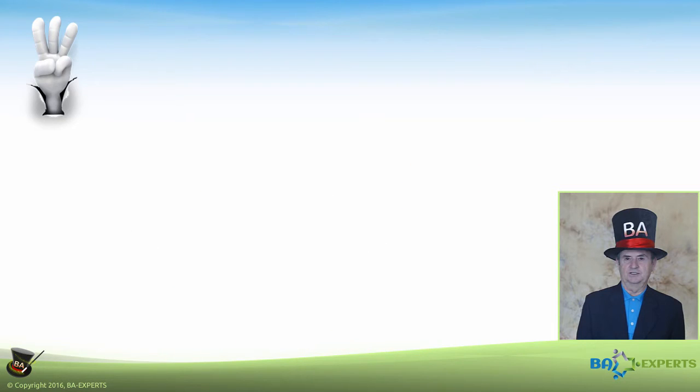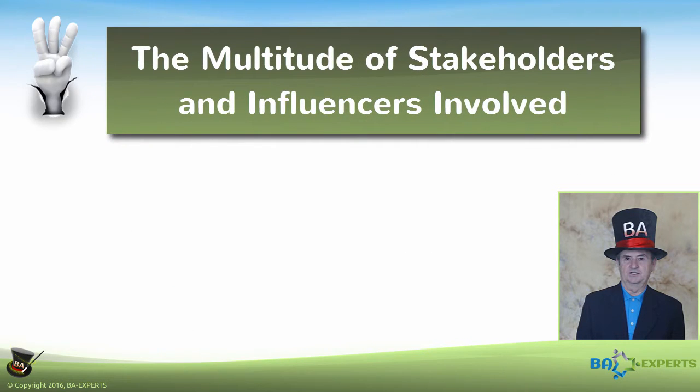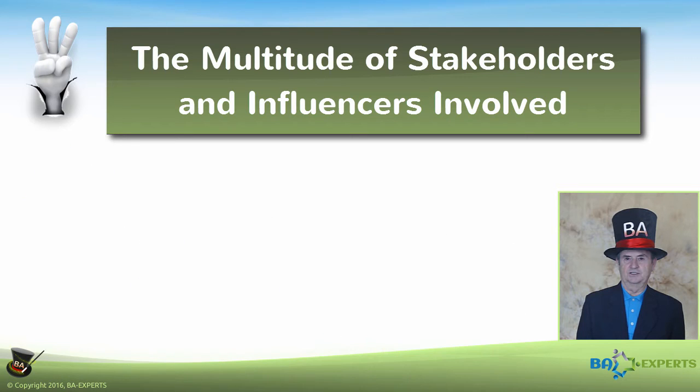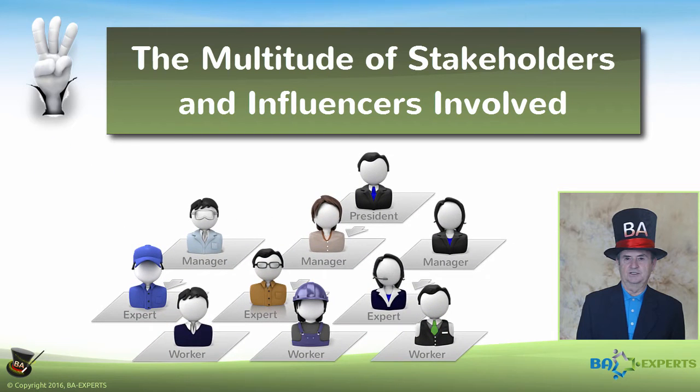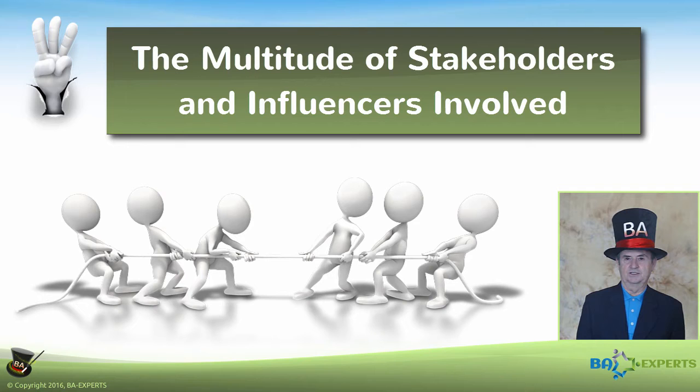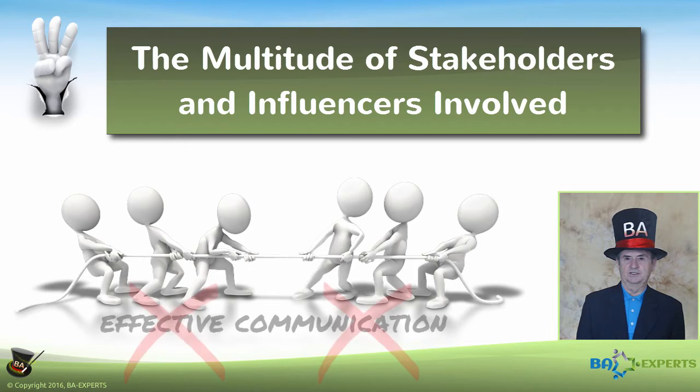3. The multitude of stakeholders and influencers involved. As business systems and IT applications increase in complexity, the number of people who influence how the business systems should change increases exponentially. Different people have different perspectives of how things work today and how they should work in the future. These competing interests and authorities often get in the way of effective communication on IT projects.